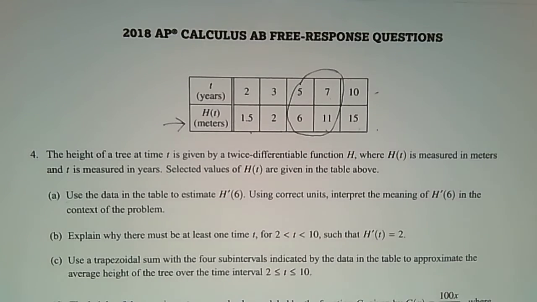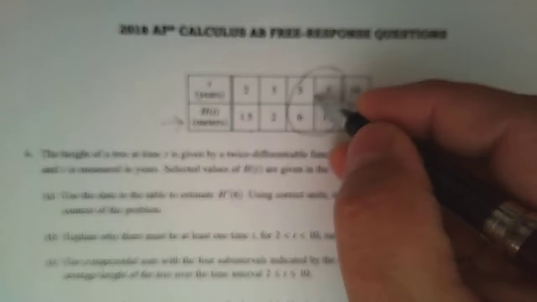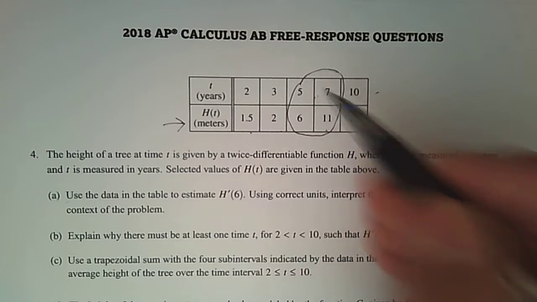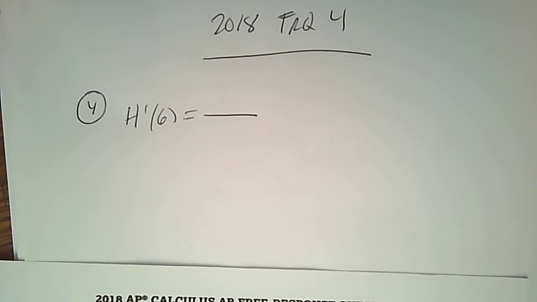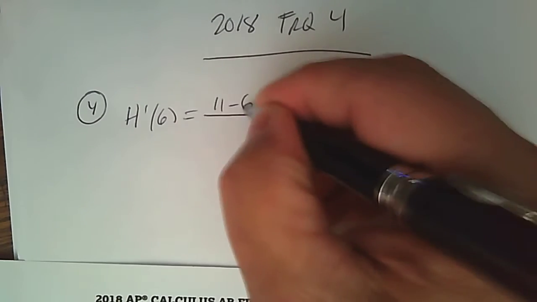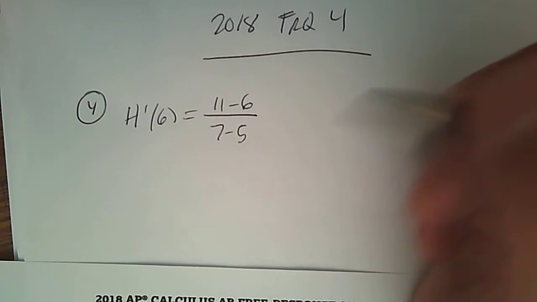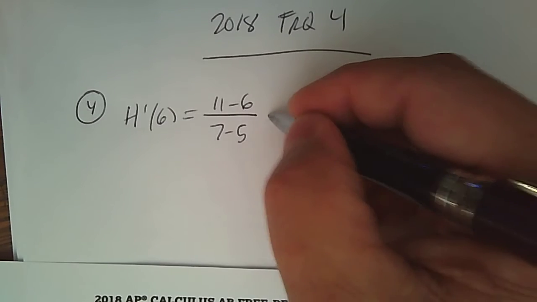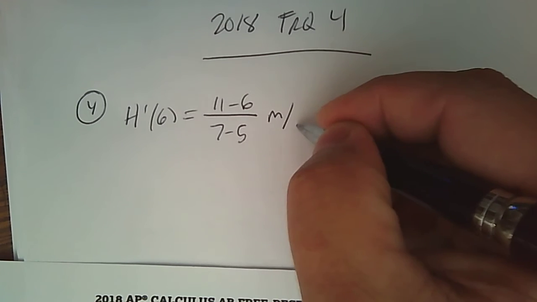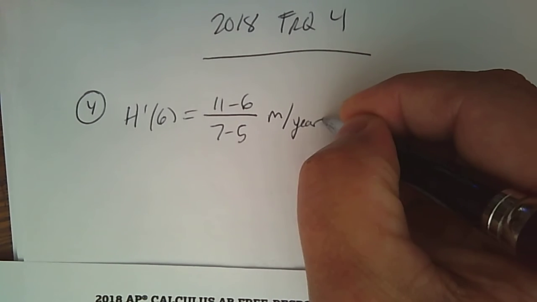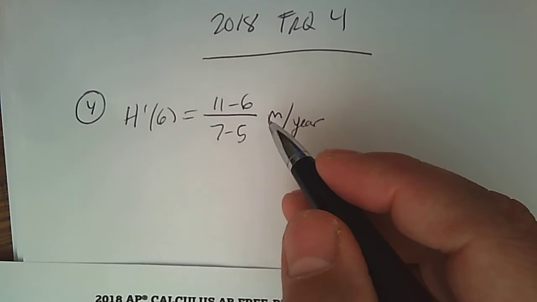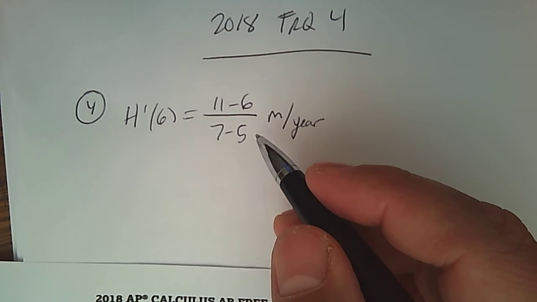So understand derivative means slope. If I'm going to estimate it at 6, I'm finding the slope around when t equals 6. Can you find the slope around it? That would be 11 take away 6 and 7 take away 5. Now when you do that, what you're finding is meters per year. That's the unit. So I don't need to simplify it, but that is meters per year.